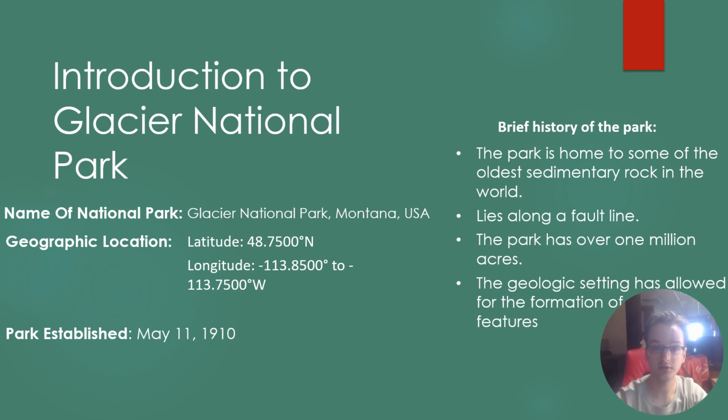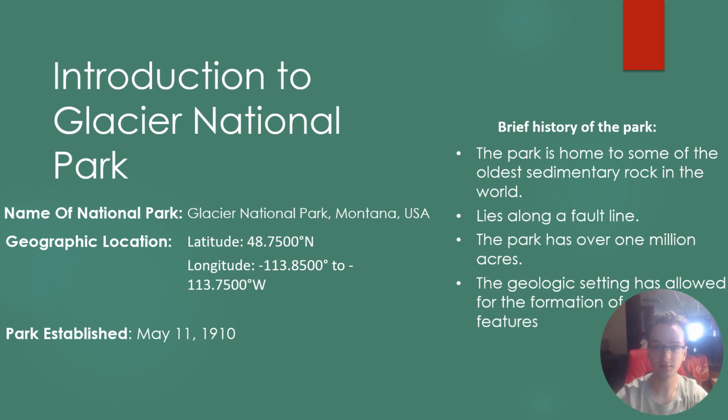So to begin, the name of the park that I chose to do is Glacier National Park. It is located in Montana, United States of America, and the geographic location, its latitude is 48.75 degrees north, and the longitude is going to be negative 113 degrees west. So what the negative means is that it's going to be located in the western hemisphere. The park was established on May 11th, 1910.